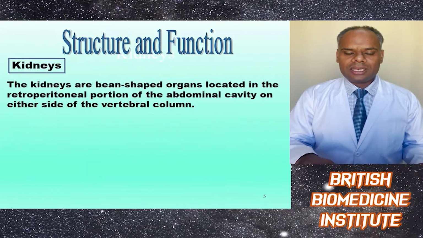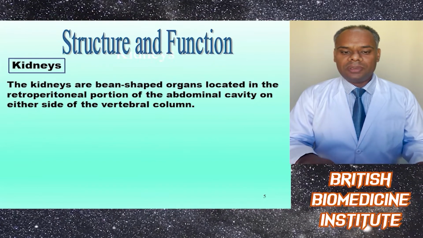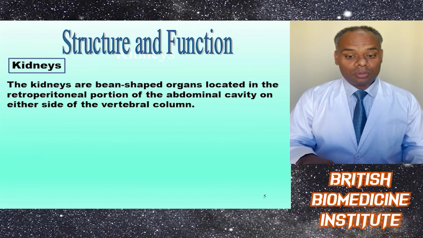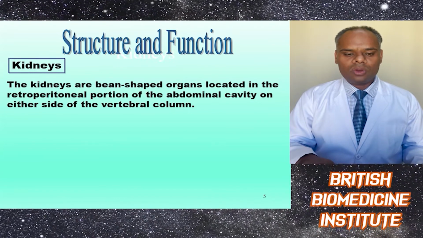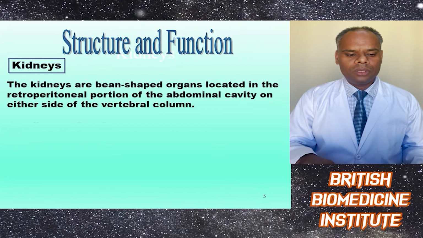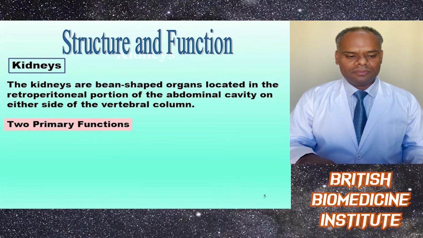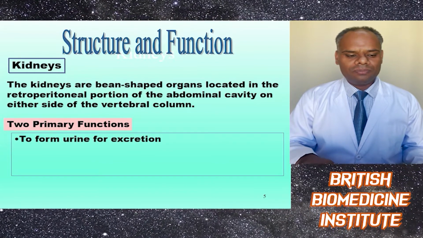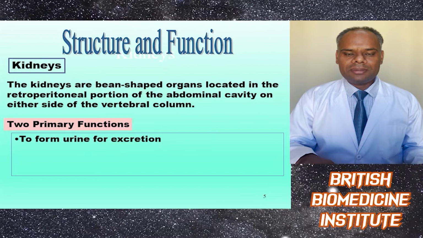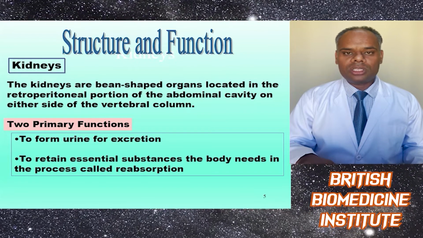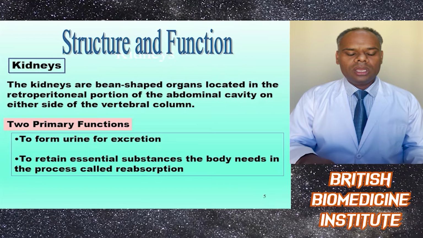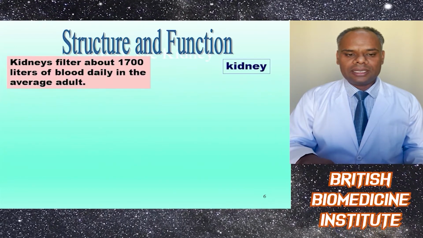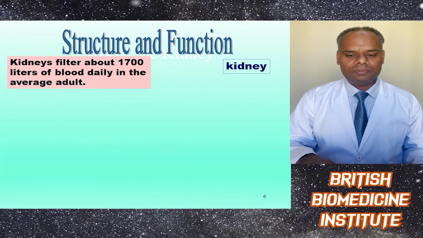So the function and the structure of the kidney: the kidneys are bean-shaped organs which are located in the retroperitoneal portion of the abdominal cavity on either side of the vertebral column. There are two primary functions. The main function is to form urine for excretion, and to retain essential substances the body needs in a process called reabsorption. The kidneys filter about 1700 liters of blood daily in an average adult.